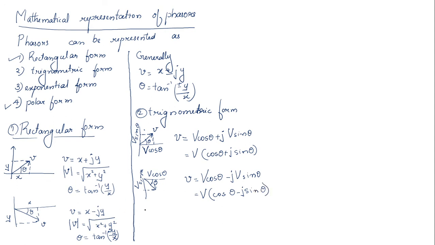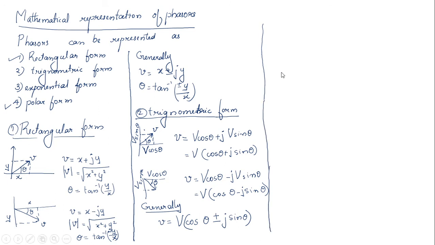Now how can we generally represent this one? As we just represented the rectangular form, generally we can write this in a general form as v is equal to v(cos theta plus or minus j sin theta), where the plus sign is used for representing a leading quantity, and the minus sign is used for a quantity which is lagging from the reference quantity or reference axis. Next we are going to study the third form, that is known as the exponential form.